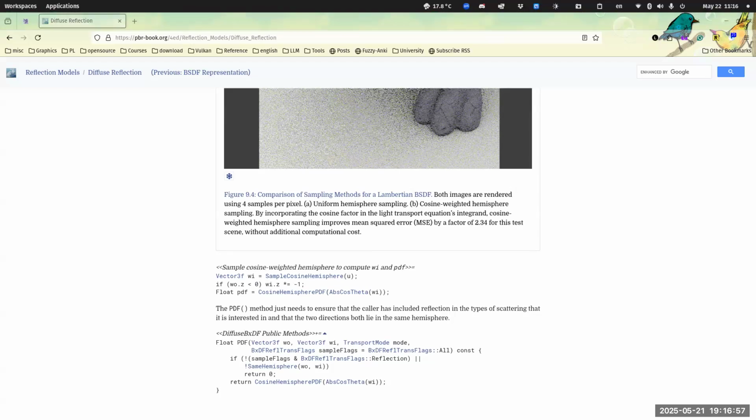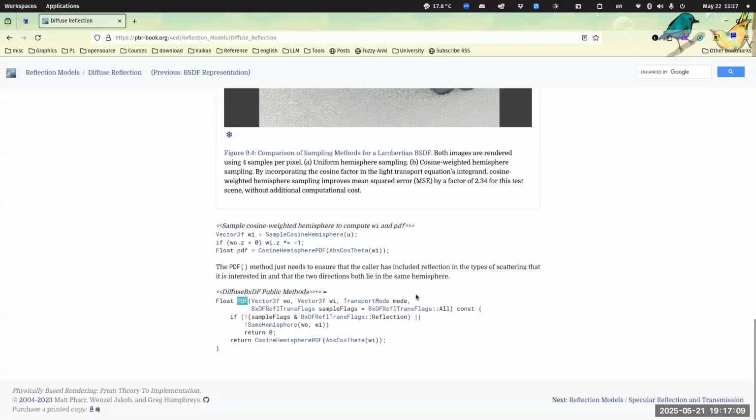So, comment, I think because the cosine-weighted hemisphere shapes the distribution of the ray from being completely uniform. Yeah, it's exactly importance sampling, right? That's why they need to change the PDF. It's no longer a constant.